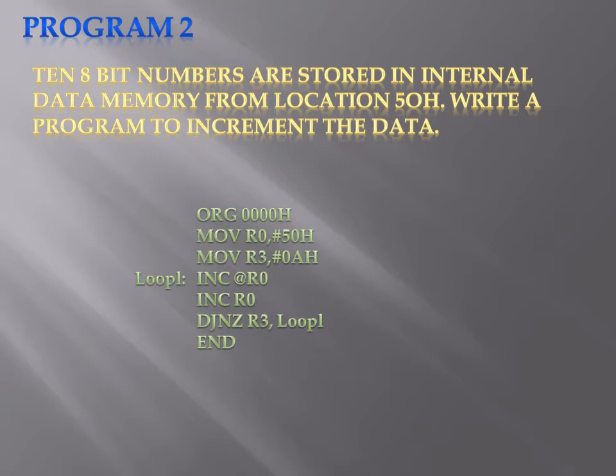Now the decrement: DJNZ means decrement and jump on non-zero to R3 loop. So when it is decrementing 10 times, first decrementing and then checking the jump on non-zero, at 00 contents of register R3, it will come out of the loop. So when it comes out of the loop, we give END. So this is the process how we can increment the 10 memory locations.